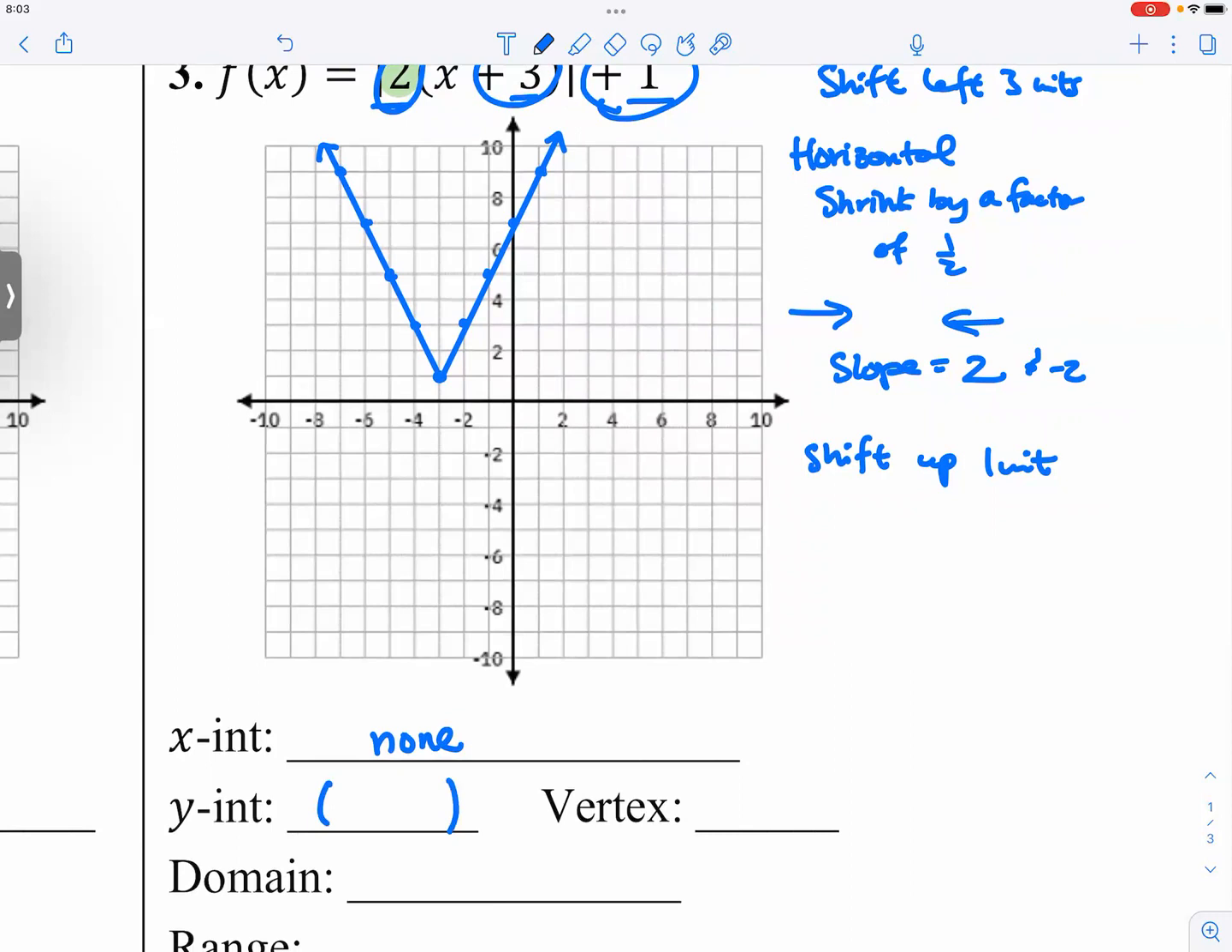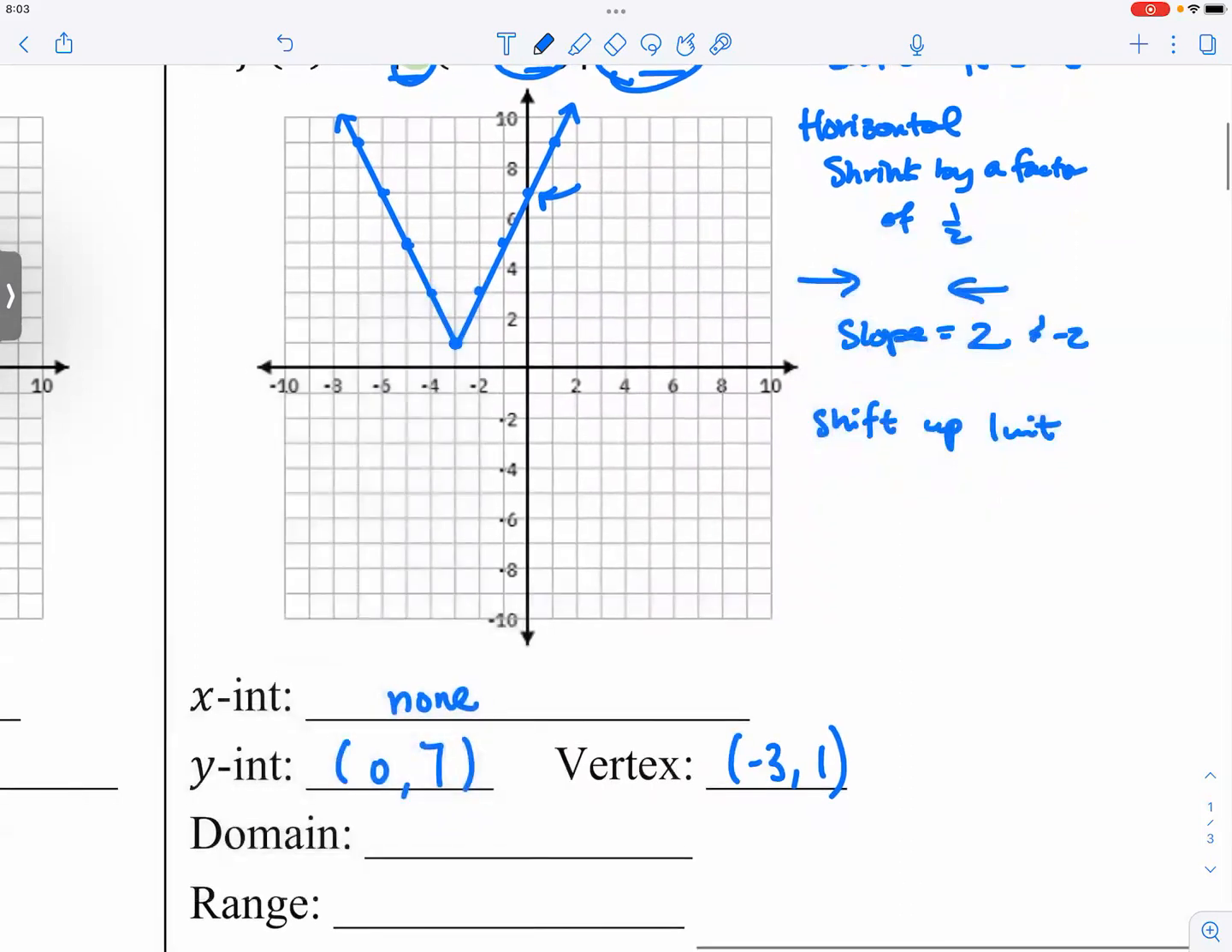And what about the y-intercept? It is (0, 7). Okay, it is this point right here. This is (0, 7). This is the y-intercept. The vertex is (-3, 1). Okay, that's the turning point right here. Vertex means the turning point. (-3, 1). The domain and range, most of you get it.